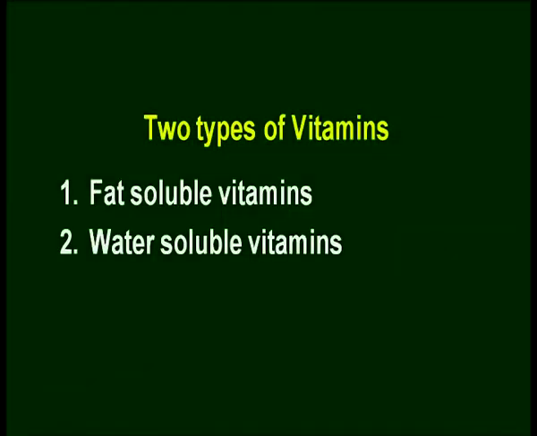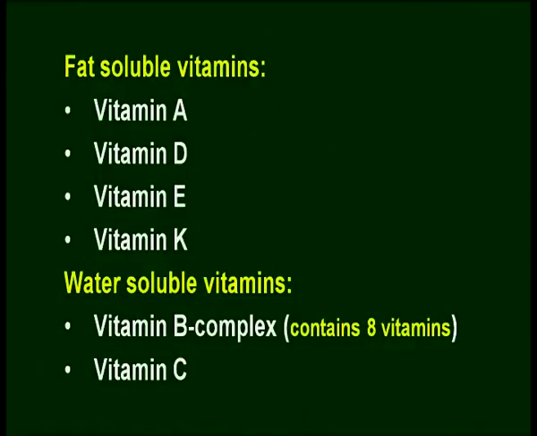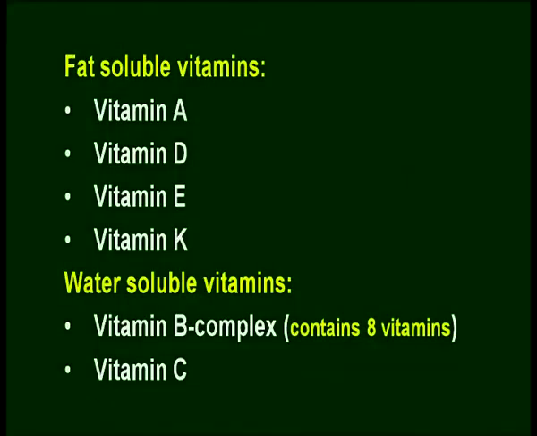We also categorize vitamins into two categories, fat soluble vitamins and water soluble vitamins. What are these? Fat soluble vitamins are four types: vitamin A, vitamin D, vitamin E, vitamin K, and water soluble vitamins are vitamin B complex, which contain 8 vitamins, and vitamin C. Let us understand one by one.